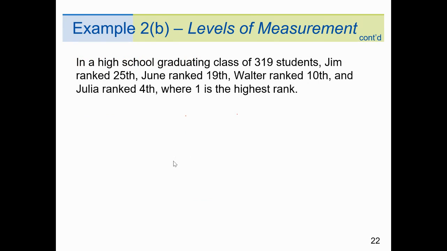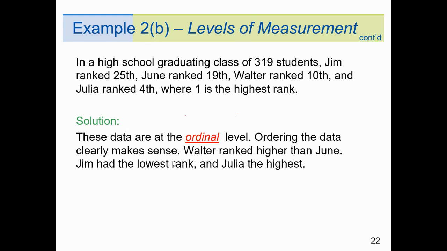In a high school graduating class of 319 students, Jim ranked 25th. June was 19th. Walter was 10th, and Julia ranked 4th. All right, class ranking. So this is at the ordinal level. First of all, if I was presented with this, I would say, yeah, it meets the nominal. Everything meets the nominal. I can say, hey, Jim had a label of 25th. June was 19th. Walter was 10th.